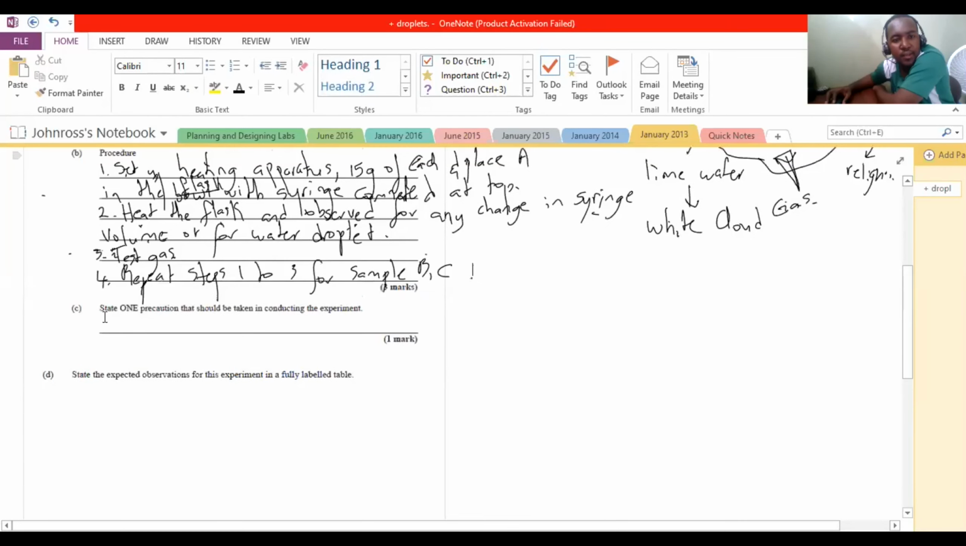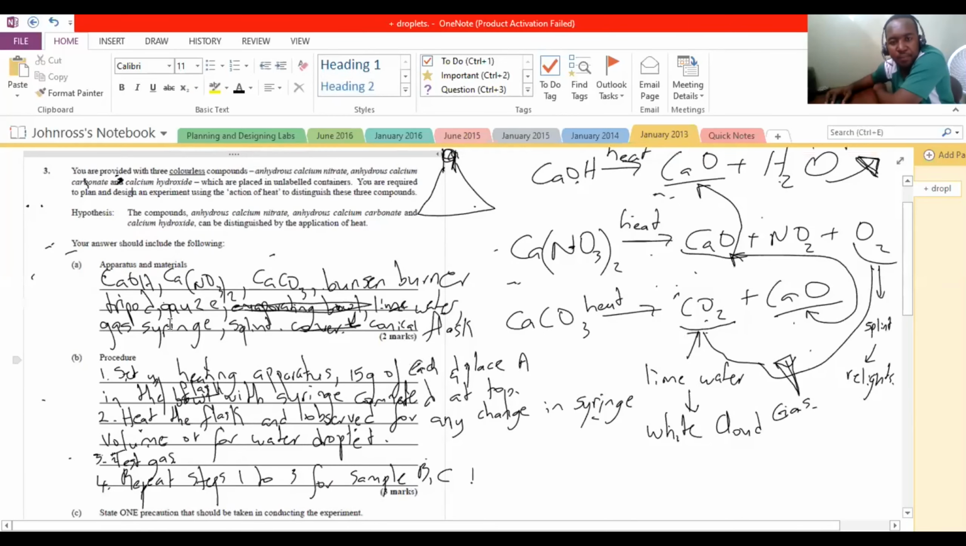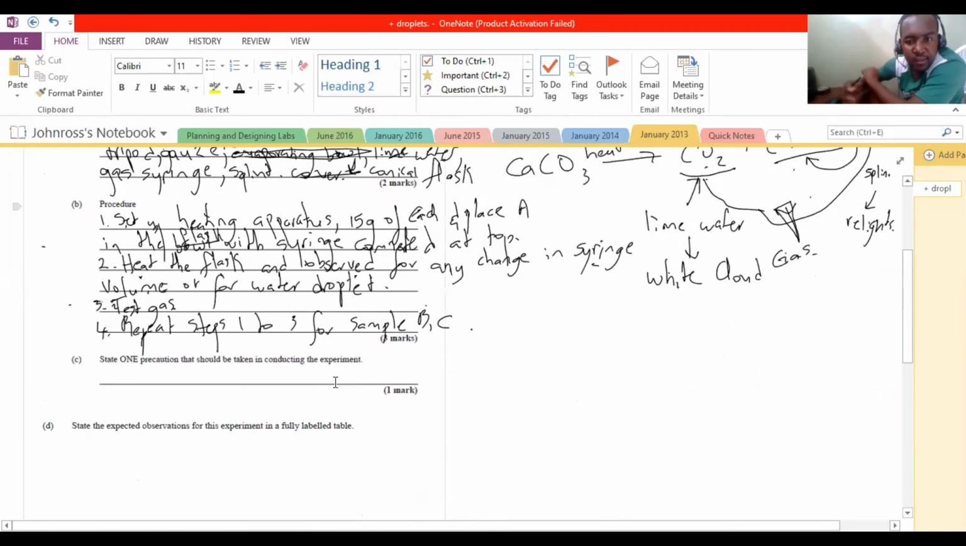Next is state one precaution that should be taken in conducting this experiment. So one thing that would minimize any errors happening in this experiment. Using the same mass of compound. All right, so the precaution is to ensure that all samples have the same masses.